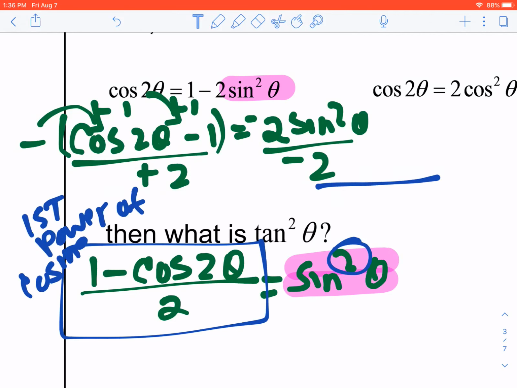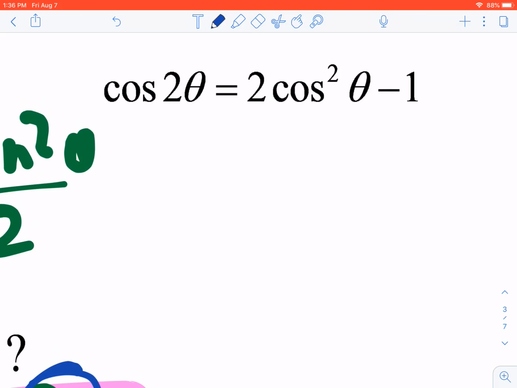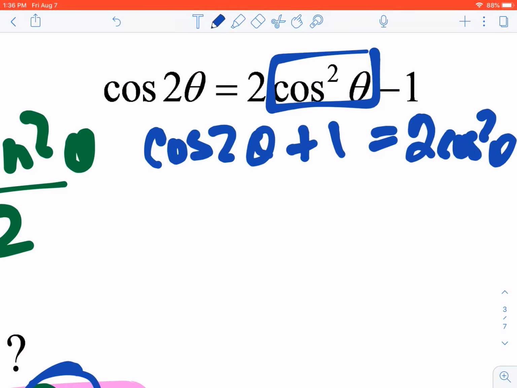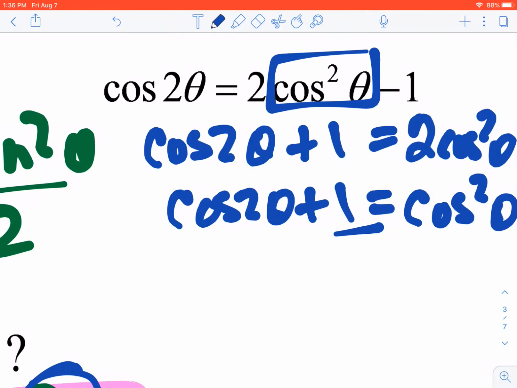We're going to do the exact same process to the cosine of the double angle. Our goal is to get cosine squared by itself. So I am going to add 1 to both sides and then divide by 2. So this gives me the cosine of the double angle plus 1, over 2. So again, we have cosine in the first power.